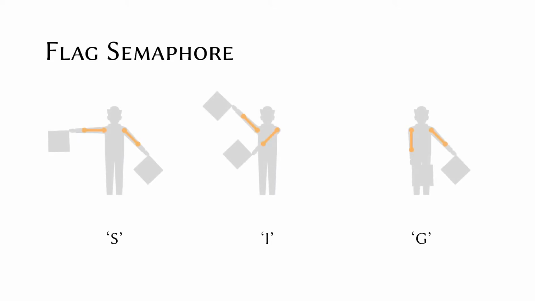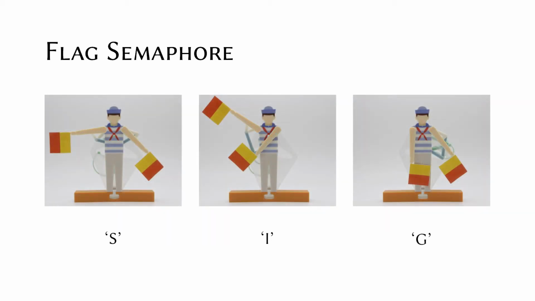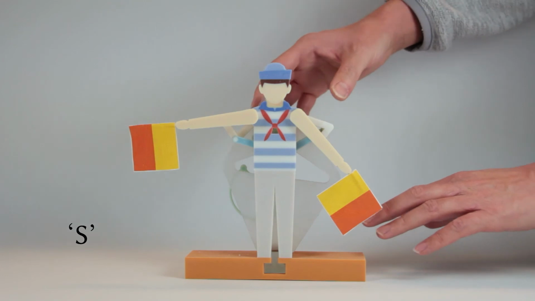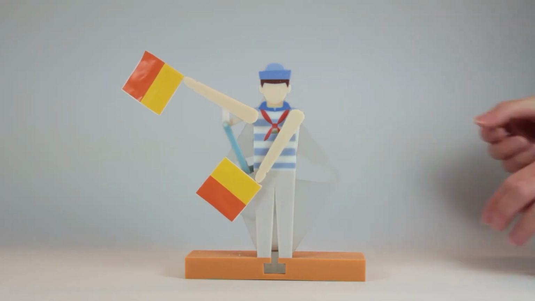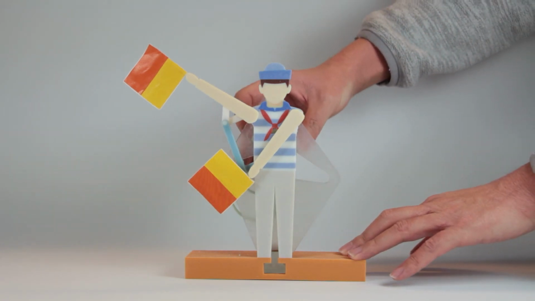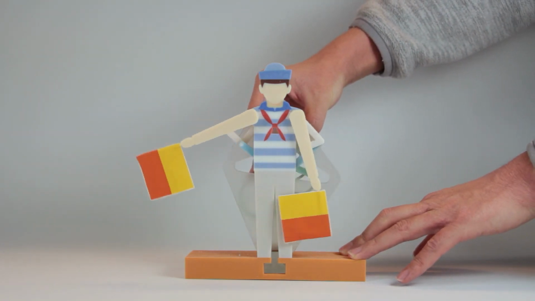In this example, letters are mapped to the flag semaphore, a traditional way of naval communication. Each letter and number corresponds to a certain positioning of both flags. Here we show the three-letter combination S-I-G. Again, our physical prototype closely matches the desired flag positions in each of the three stable poses. We also successfully designed the multi-stable mechanisms for thousands of letter combinations to validate the robustness of our approach. These are shown in the result gallery in the supplemental material.